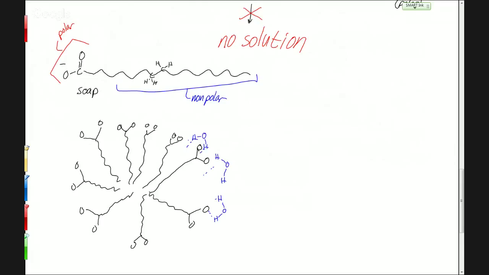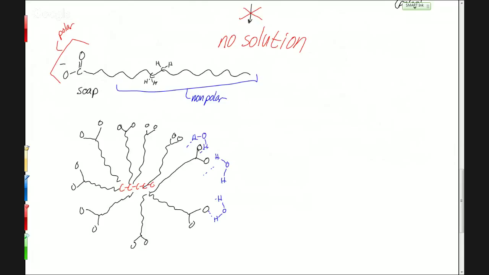So if you wanted to, say, dissolve pentane or something nonpolar, you could find a way to get it in the middle of this thing called a micelle. You could then dissolve it in water. And this is exactly how soaps work.